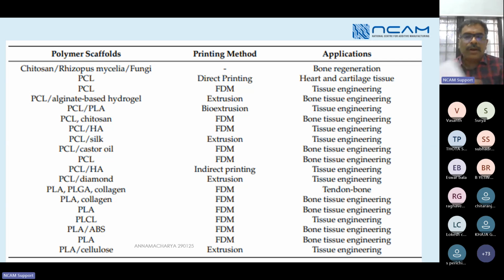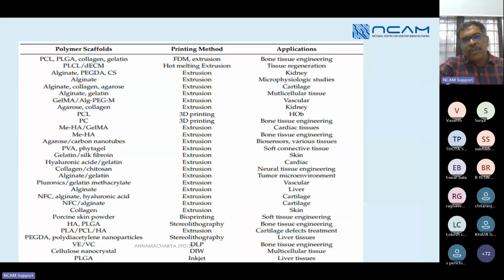And then FDM versus indirect 3D printing, extrusion, FDM, extrusion, PLA, cellulose. So these materials I'm talking about are the materials we use for 3D printing, especially in bone tissue engineering. If you see the column in the middle, FDM and extrusion are very famously used, and this 3D printing technology is able to help achieve the outputs from this complete FDM and extrusion related 3D printing approach, which is used especially for bone regeneration tissue and other tendon-bone related activities.